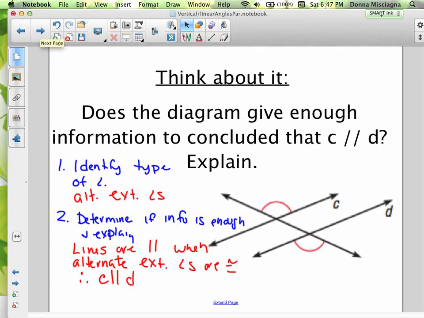So if you know one of your 4 postulates is true, your alternate exterior angles are congruent, your alternate interior angles are congruent, your corresponding angles are congruent, or the consecutive interior angles are supplementary. That will be enough to prove your lines are parallel. So we have 4 techniques.